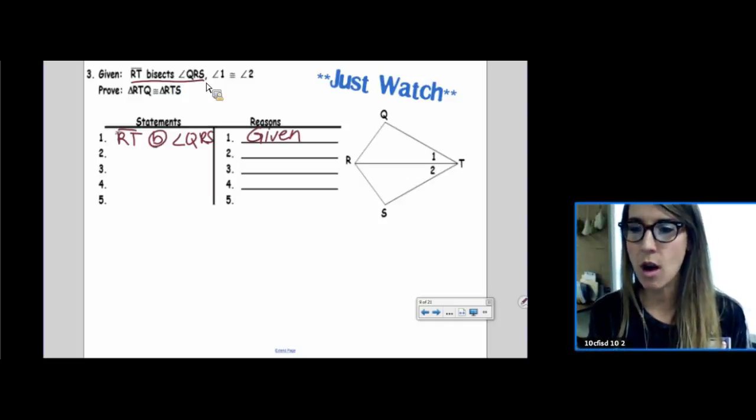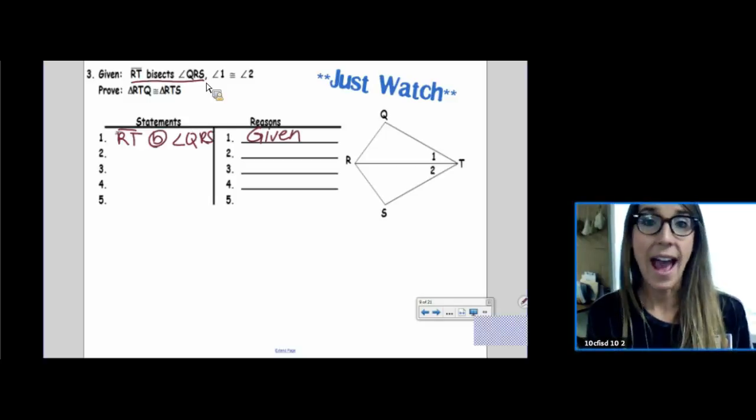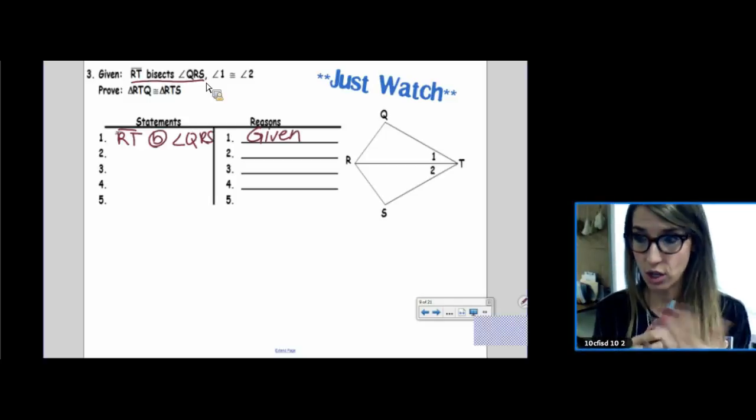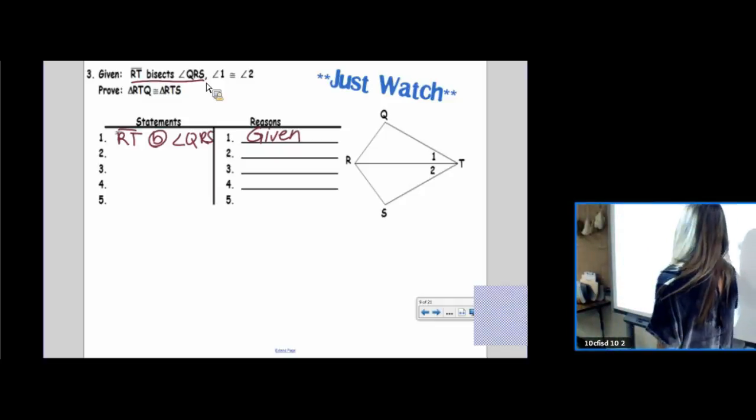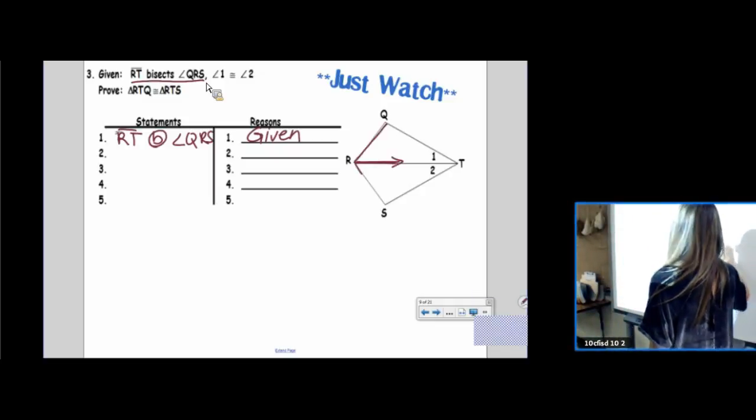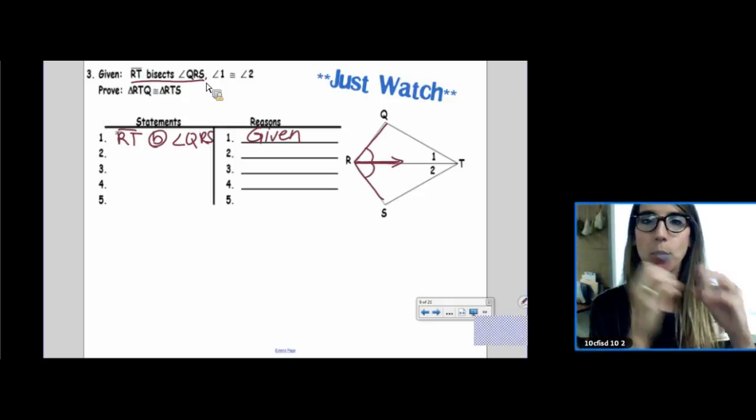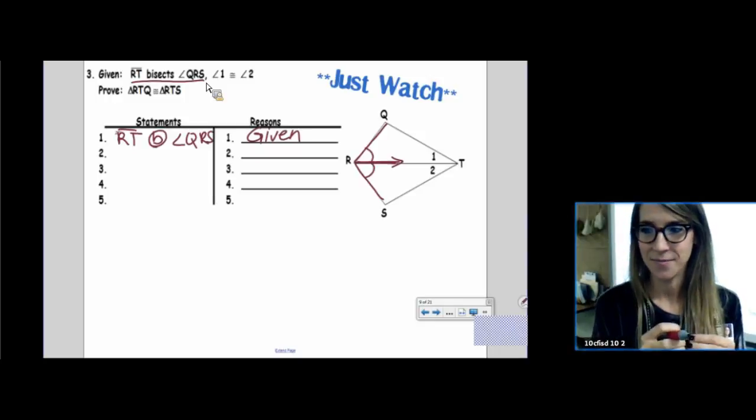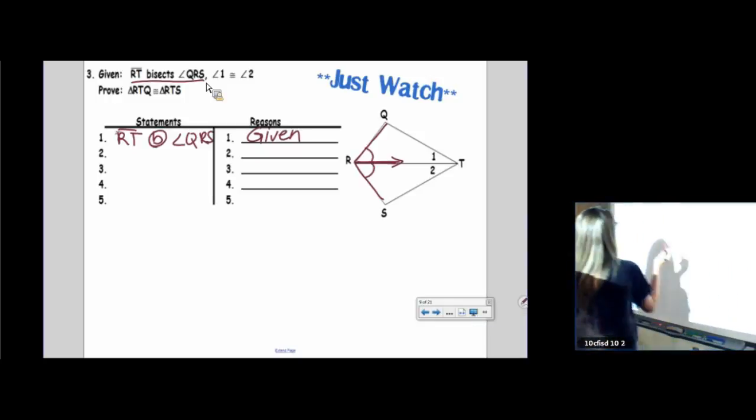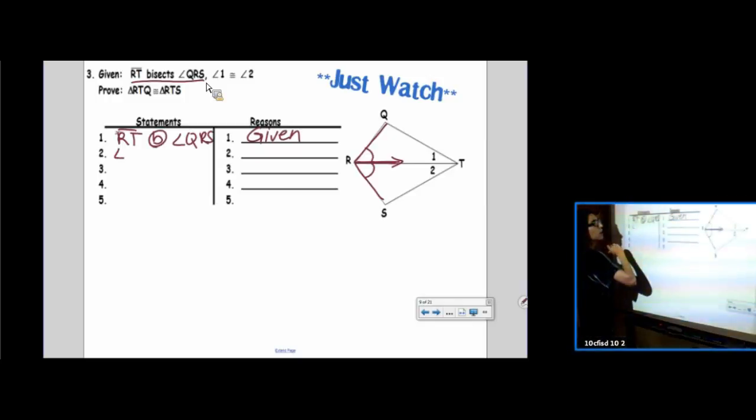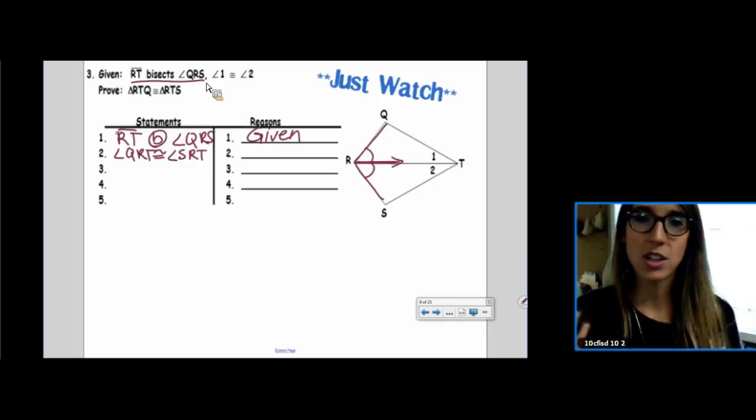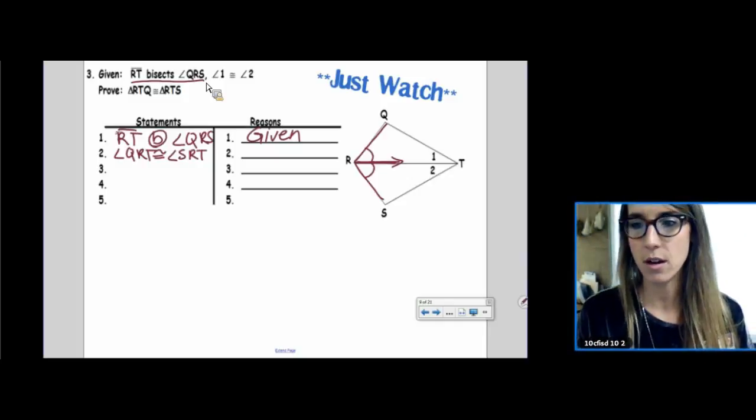RT bisects QRS. Can we add a marking to our picture? That's what I want you to ask. Good. So this guy cut this angle in half. Whoa! There's a marking that we can add to the picture. Now we have to write it down. We have to document that we did that. Okay, so I would say that angle QRT is congruent to angle SRT. That's what arcs mean. When you add arcs to your picture, you are saying the two angles are congruent.